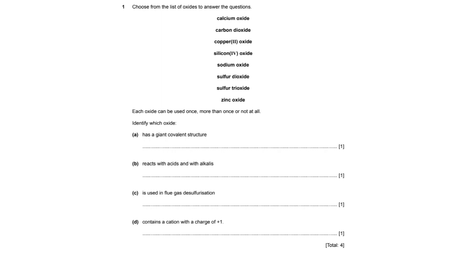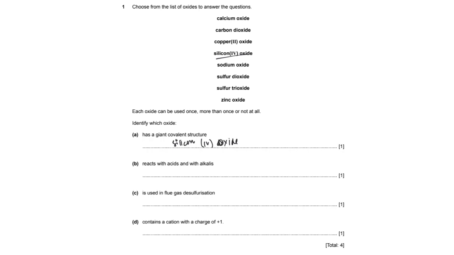Choose from the list of oxides to answer the questions. Which oxide has a giant covalent structure? Silicon dioxide has a giant covalent structure. Silicon(IV) oxide. So do not write the formula here. Write what they have written in the list. Silicon(IV) oxide.